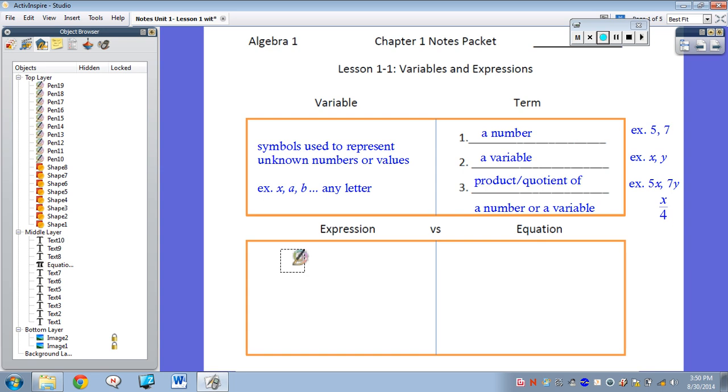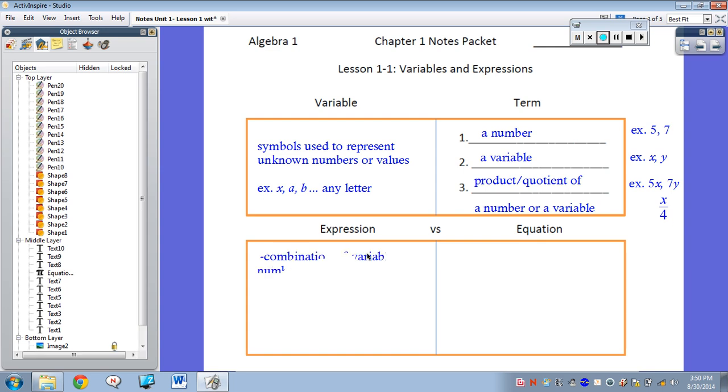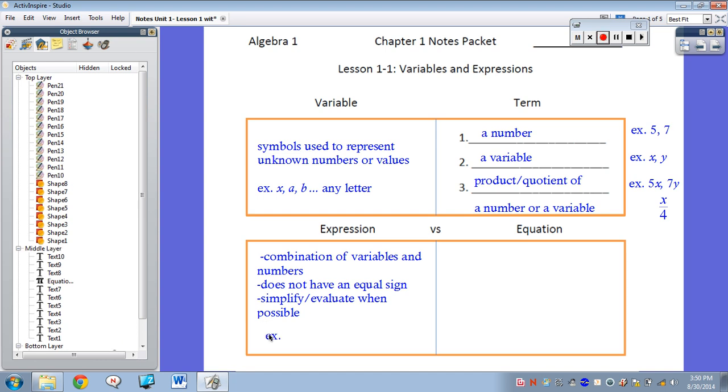All right, an expression. An expression is a combination of variables and numbers. Okay? It does not have an equal sign. And usually when you see an expression, you want to simplify it or evaluate that expression if you can. So it's a combination of variables and numbers. So an example, right, would be 2x plus 4. Right? 2 and 4 are numbers. You've got a variable that's x.